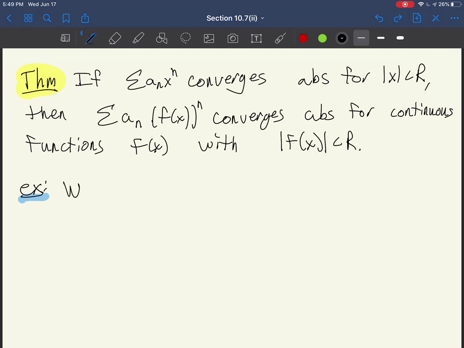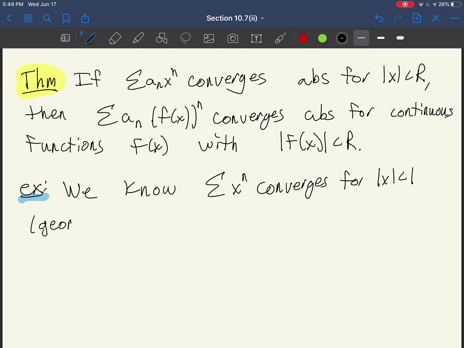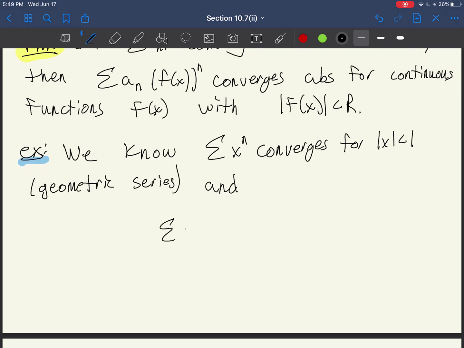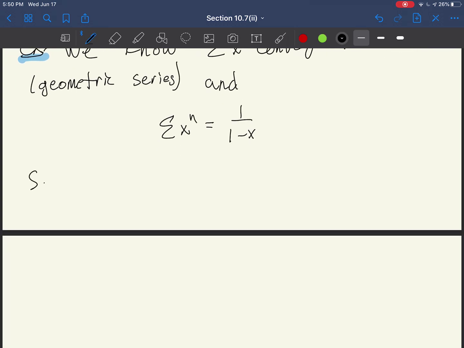So an example of that. We know that the power series x^n converges for the absolute value of x less than 1. How do we know that? This is exactly a geometric series. And we know what this geometric series sums up to. We know that it converges to 1 over 1 minus x. So really what we're saying is that 1 over 1 minus x equals this infinite polynomial.